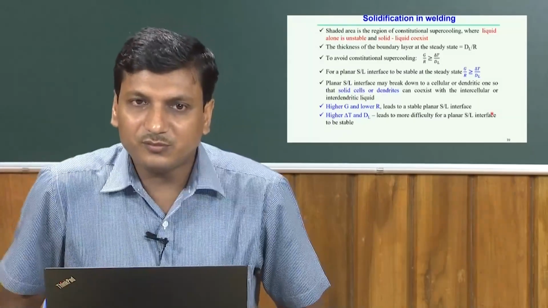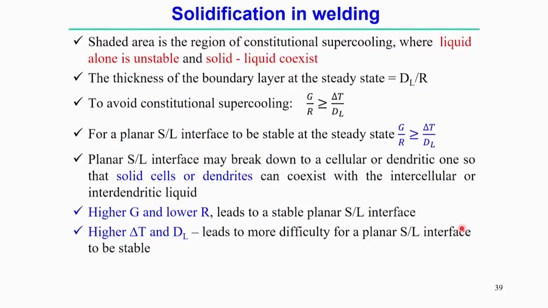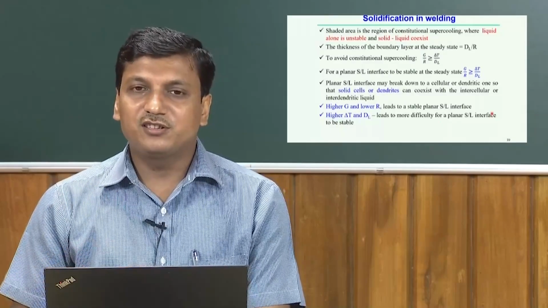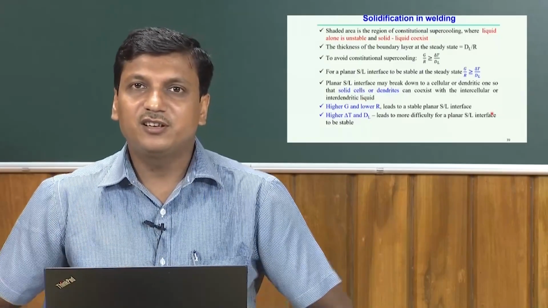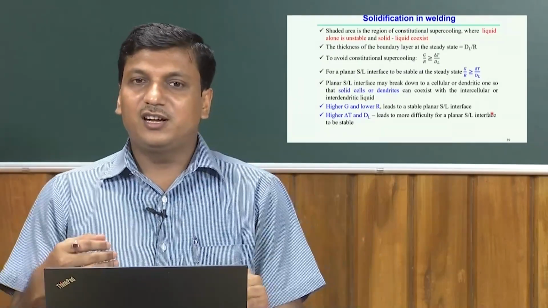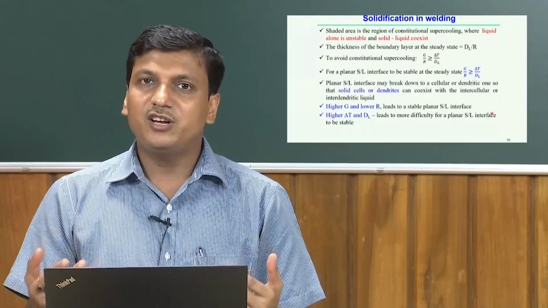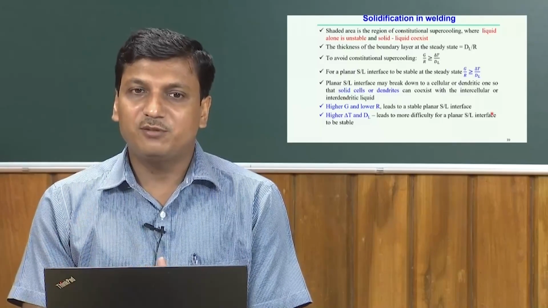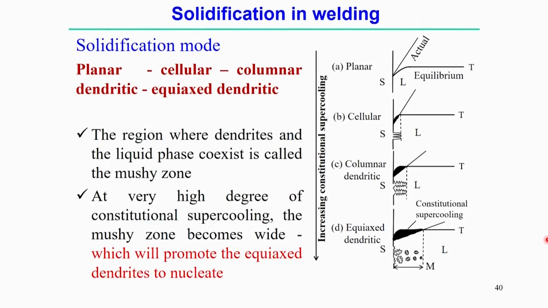So, here we can say mathematically two things. If G by R is less than delta T by dl, there is constitutional supercooling, which means non-existence of the planar solid liquid interface. Other way, if G by R is greater than delta T by dl, that is a favorable condition for the solidification mode to be a planar solid liquid interface. Now, here we can look into the different types of solidification mode and structure.